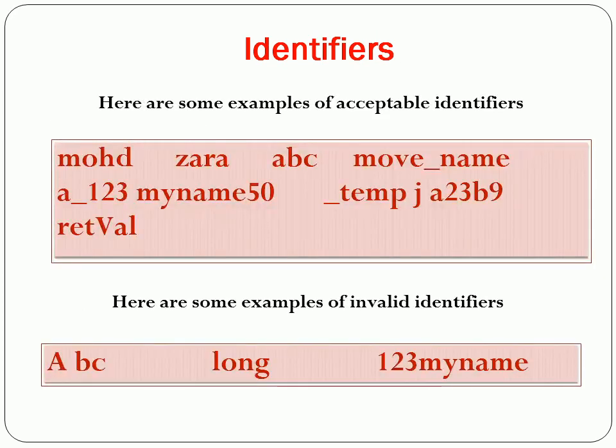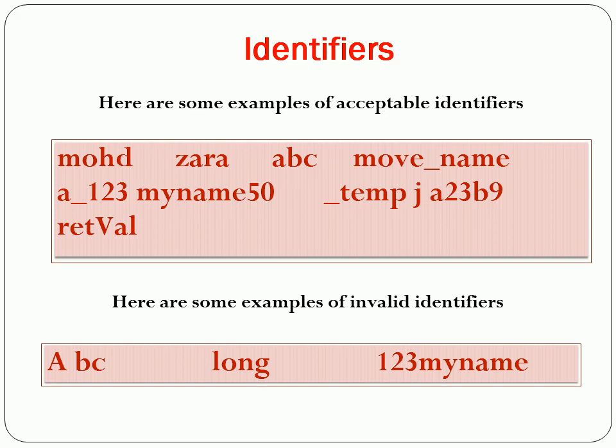Let us see some examples to understand these rules. The examples listed in this slide are valid identifiers, declared using the rules for identifiers in the C programming language. Here we have also listed a few examples of invalid identifiers. Here we have given three examples.